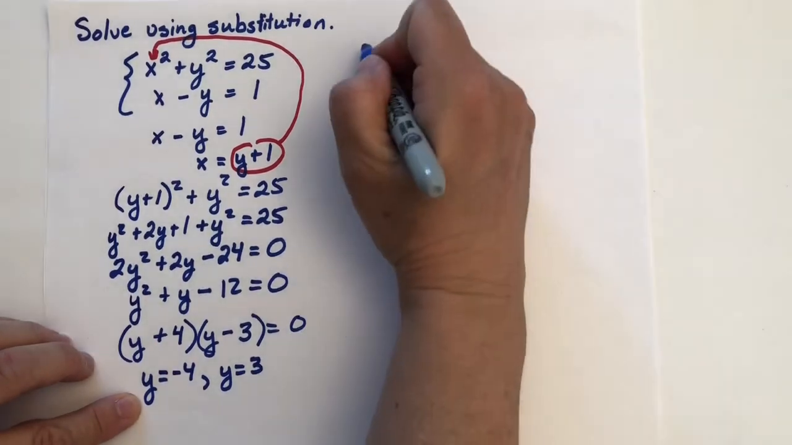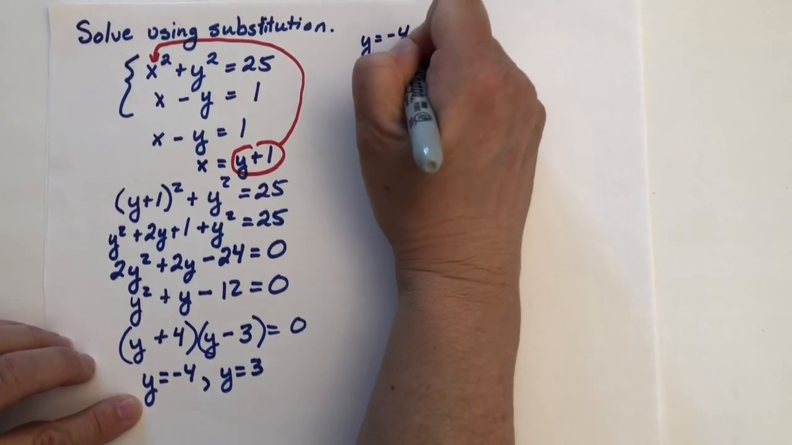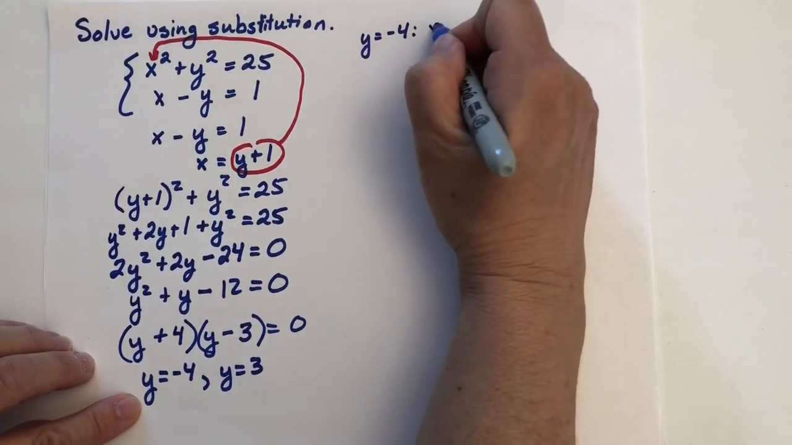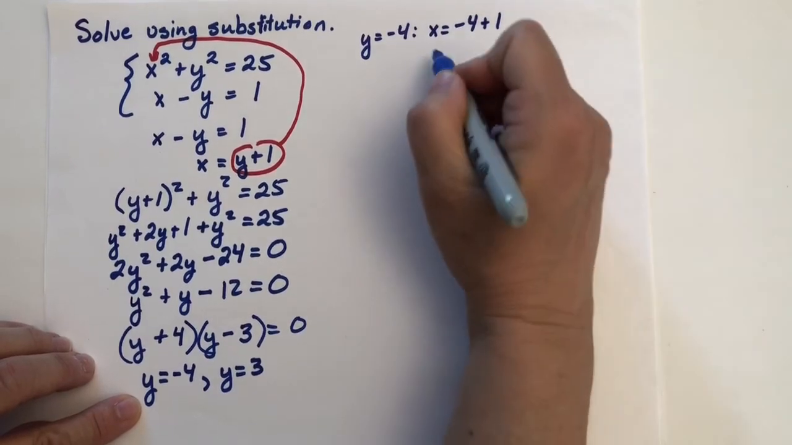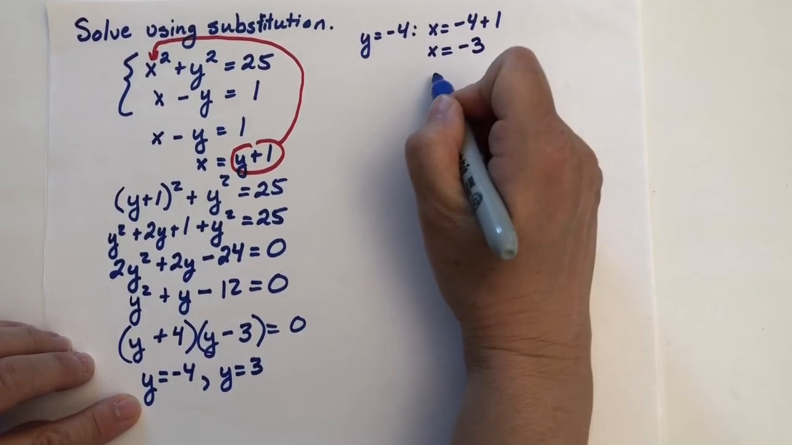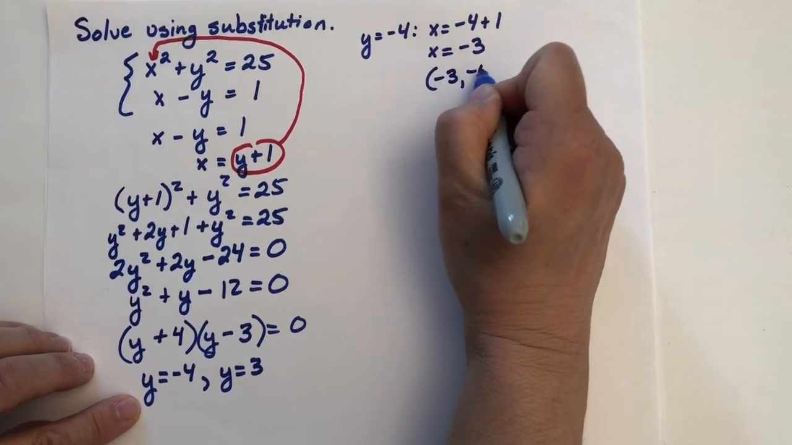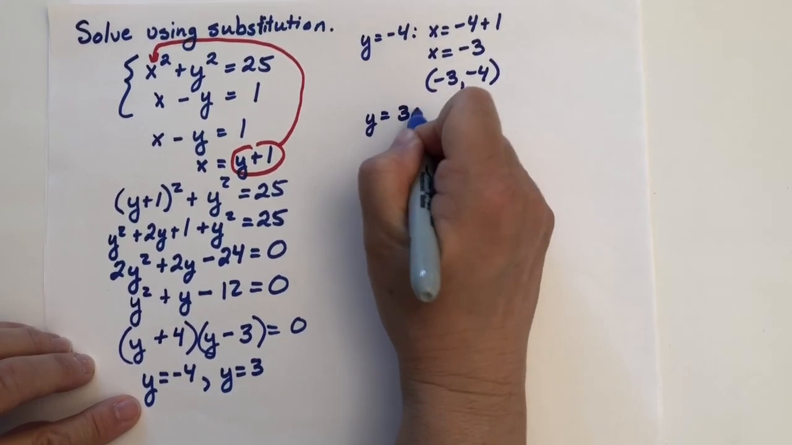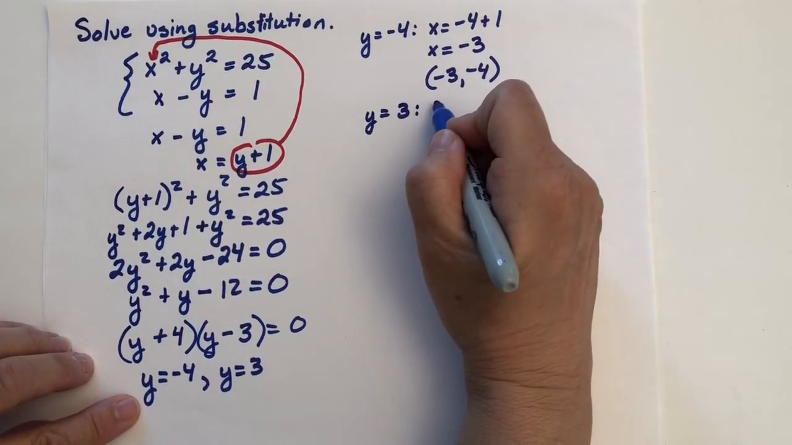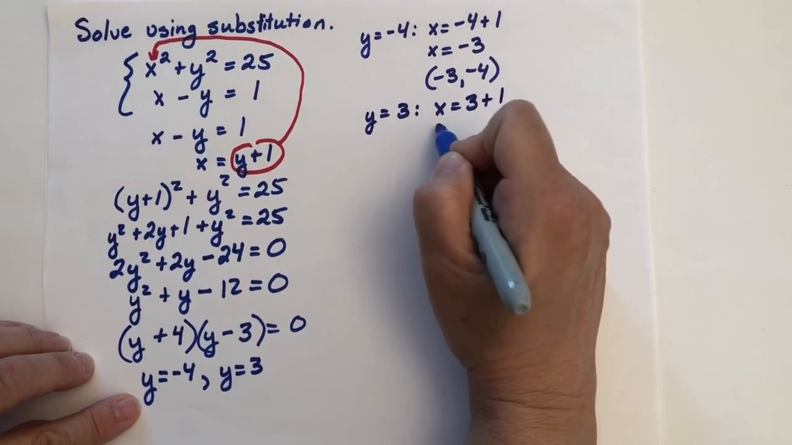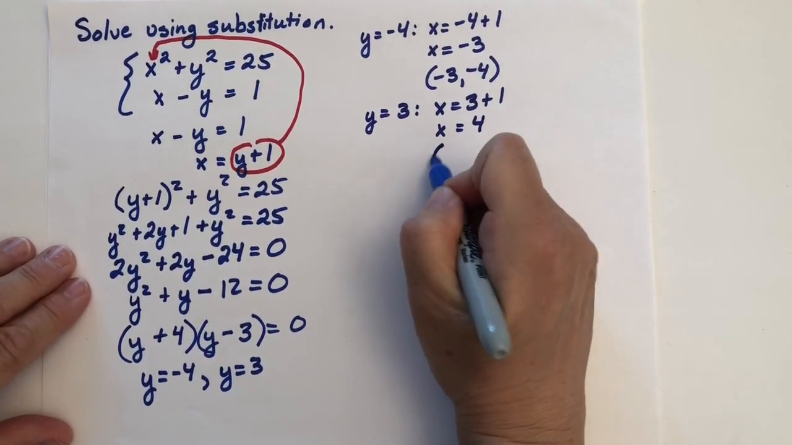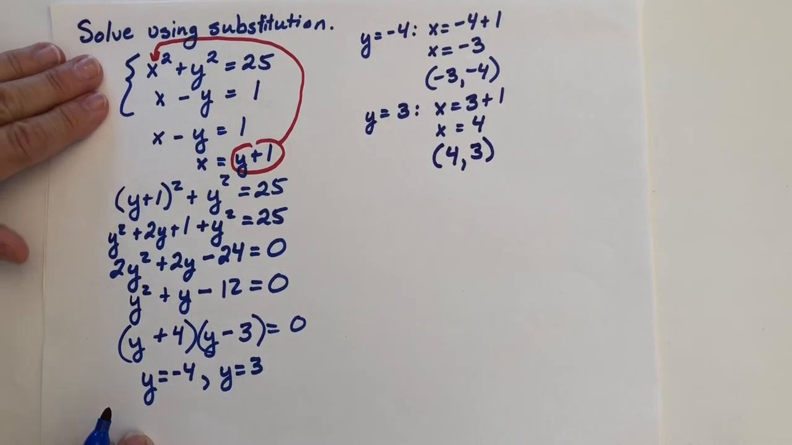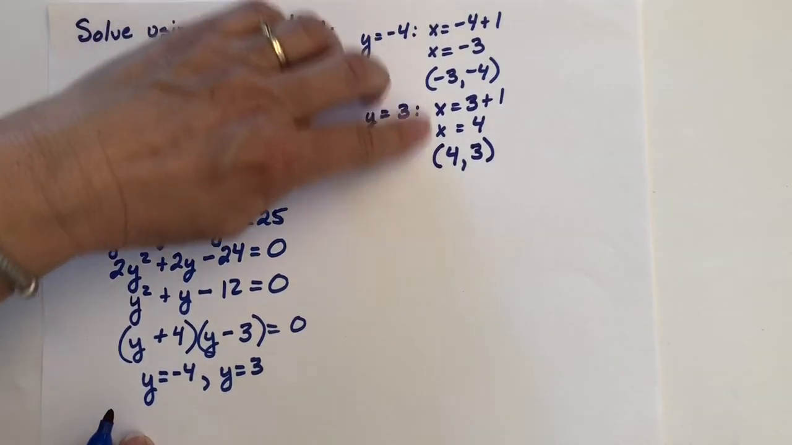So I'm coming up here, and we have y equals negative 4. And if I make this substitution, I would have x equals negative 4 plus 1. So x equals negative 3. So the ordered pair is negative 3, negative 4. And I have the y value of 3. Let's substitute it in as well. So we have x equals 3 plus 1, or x equals 4. So our ordered pair is 4, 3. So the solutions to this system are these two ordered pairs, negative 3, negative 4, and 4, 3.